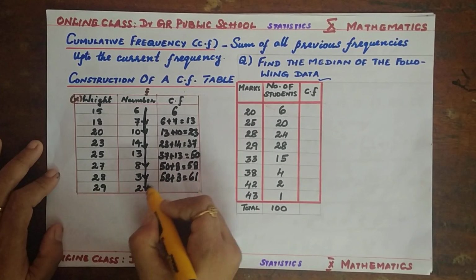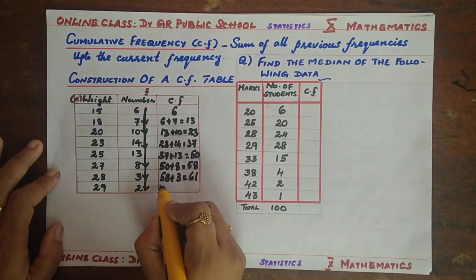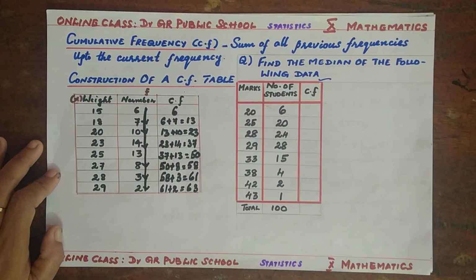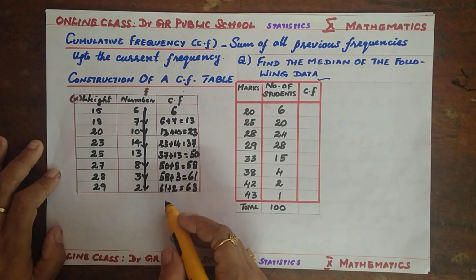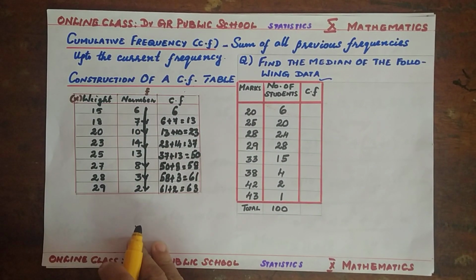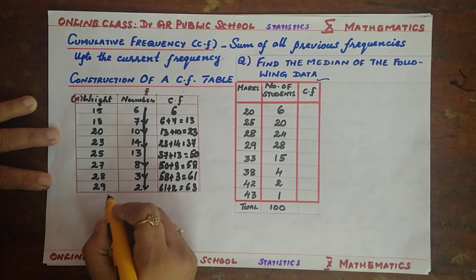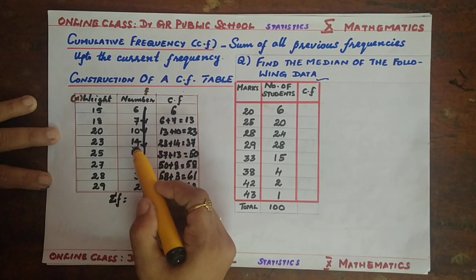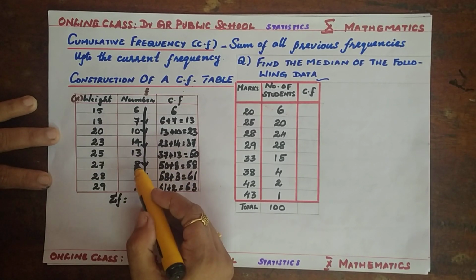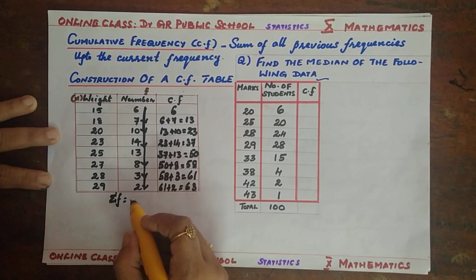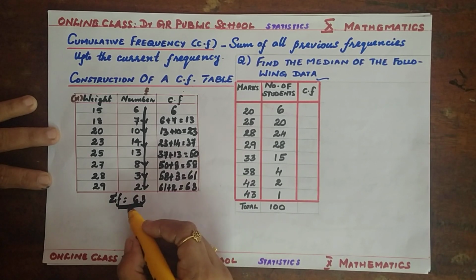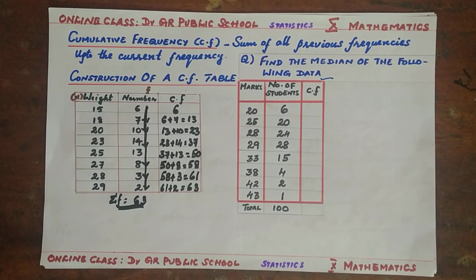Now up to 2 you need to add, from the starting up to 2. So up to this much is 61. So 61 plus 2 equals 63. If you want to check whether your answer is right or not, you need to sum up the frequency column. What is sigma f here? Sigma f equals 6 plus 7, 13 plus 10, 23 plus 14, 37 plus 13, 50 plus 8, 58 plus 3, 61 plus 2, 63. The last value in the CF column will match with the sigma f. That is another way to find whether your answer is correct or not.